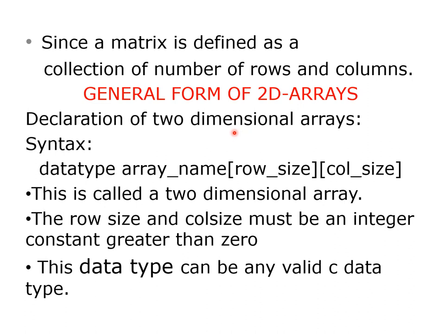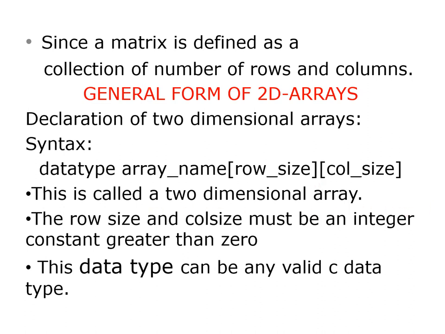General form of a 2D matrix. The declaration of two-dimensional arrays. Syntax: data type, array name, row size, column size. This is called the declaration of a two-dimensional array. The row size must be an integer greater than 0 and the column size must also be an integer greater than 0.